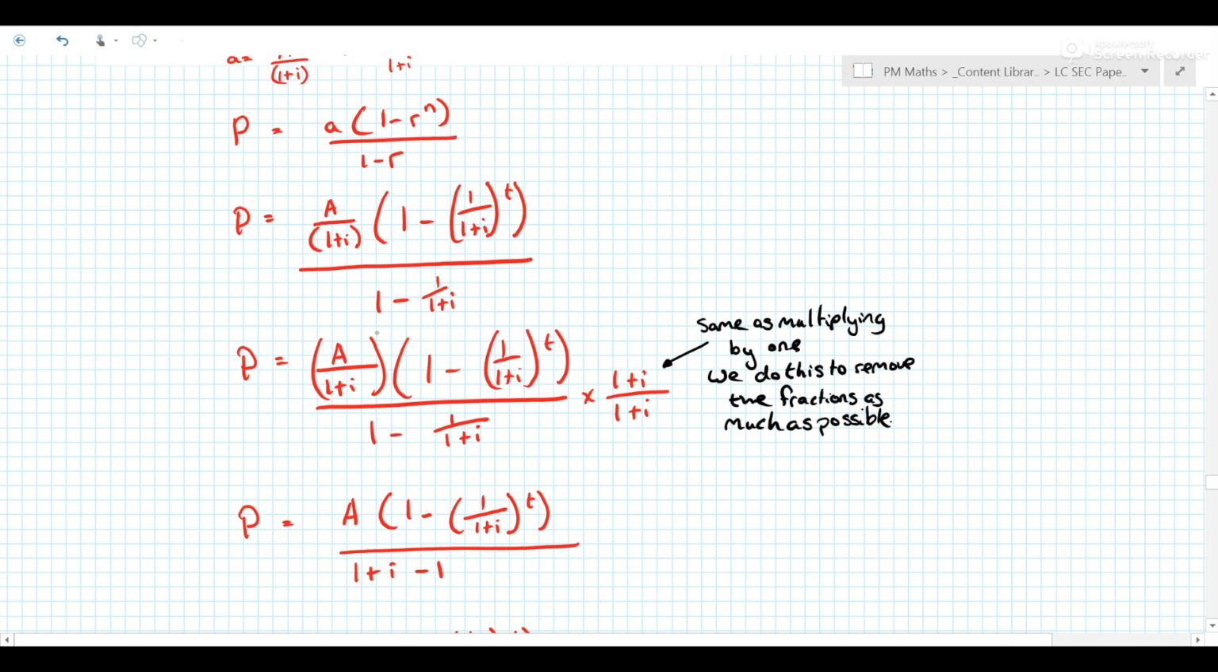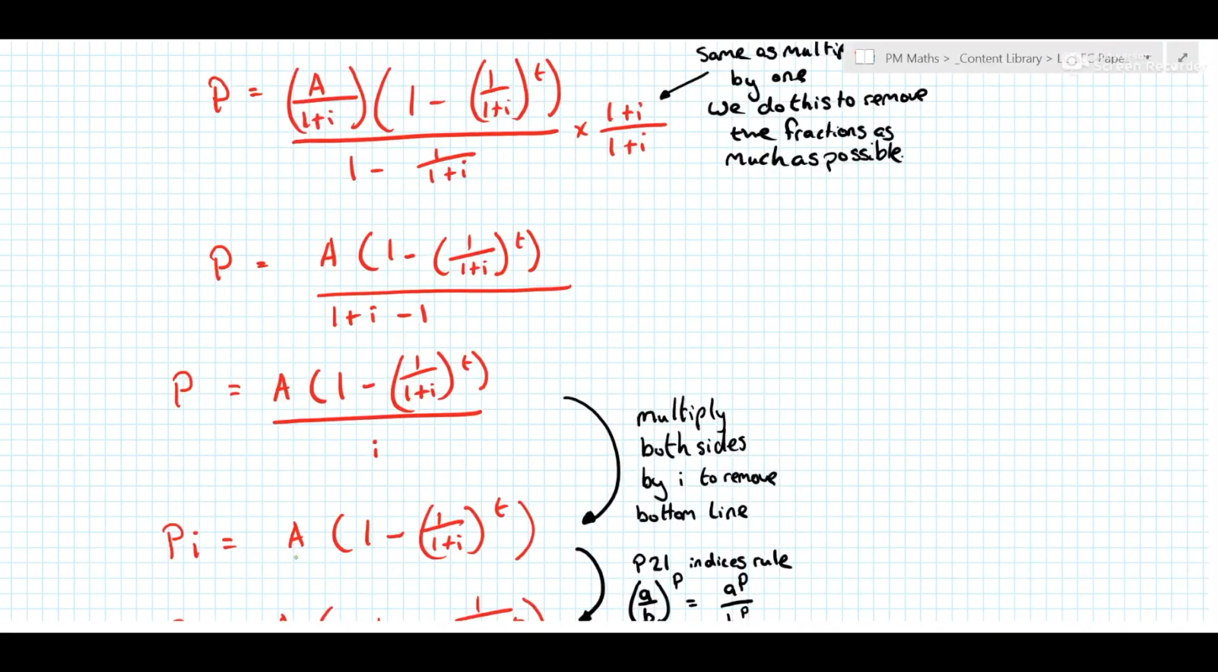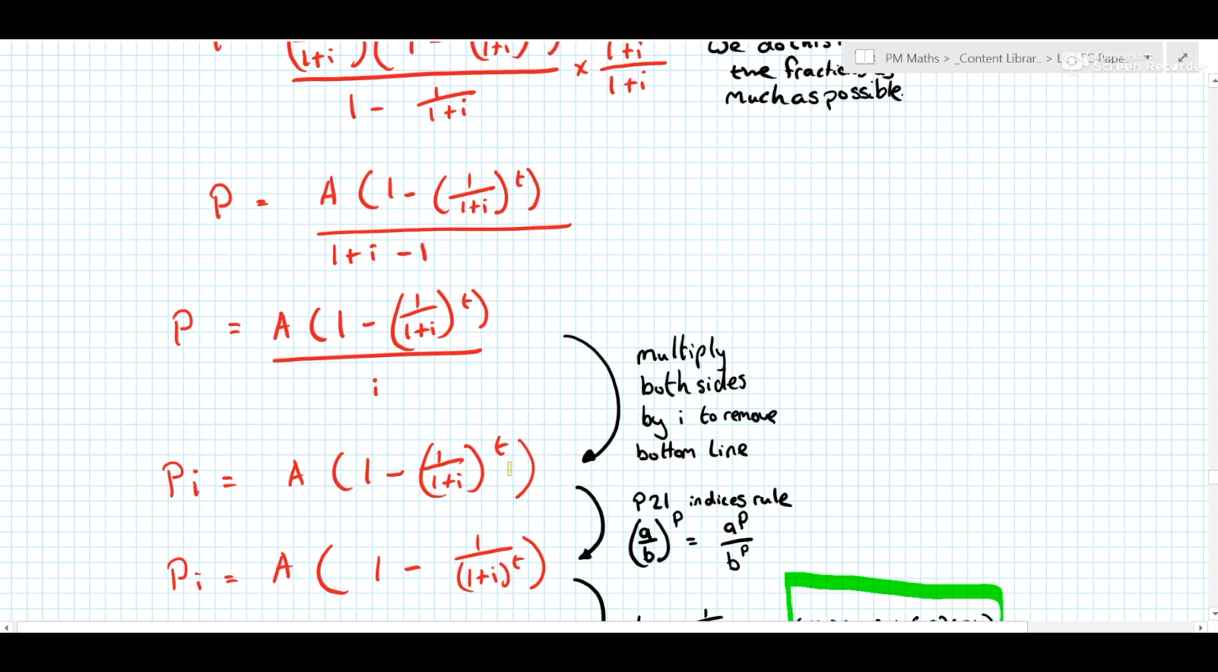Okay, so we're in a much better position now, and on the bottom line we end up with just i, because of the 1 and the minus 1. So when we have the single i here, we multiply both sides by the i to get rid of the fraction. Now on the log tables on page 21, dealing with this section here, we can use this rule from the log tables. So the top line should be 1 to the power of t, but 1 to the power of anything is just 1, so you can just leave it as 1.